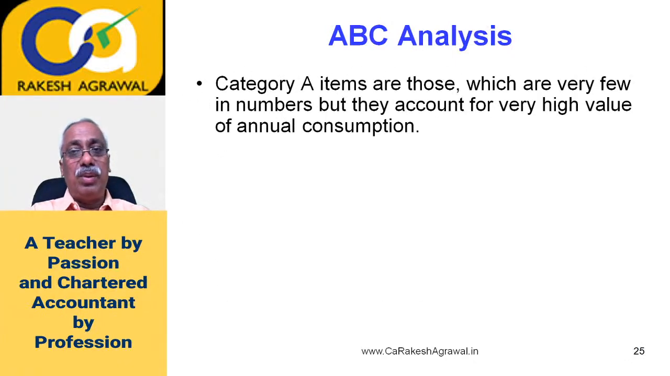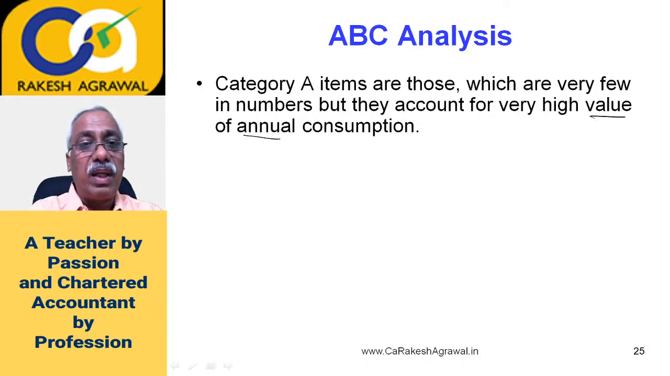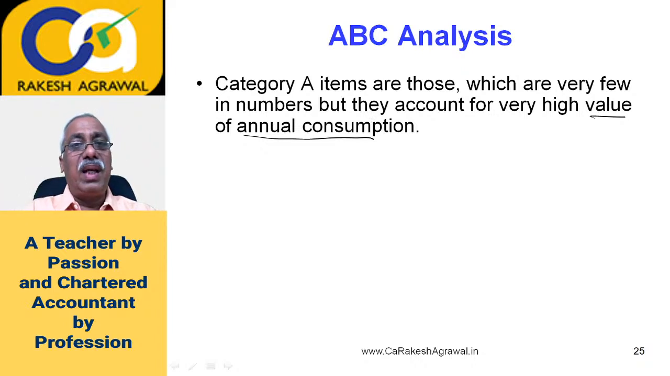Category A items are those which are very few in numbers. Management will choose very few items for category A, but they account for very high value of annual consumption. So we can easily calculate how much value of raw material we consume in a year. How can we calculate that? That is quantity consumed in a year into the price at which you have consumed. So you will select only those few items in category A who are very few in numbers but very high in consumption value.